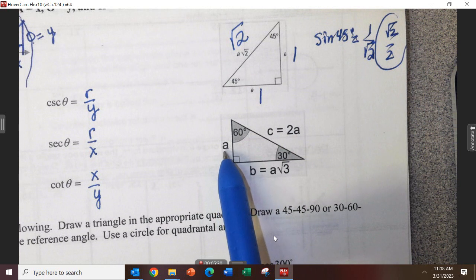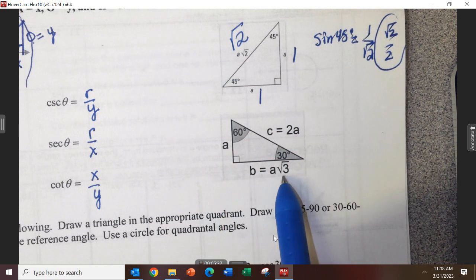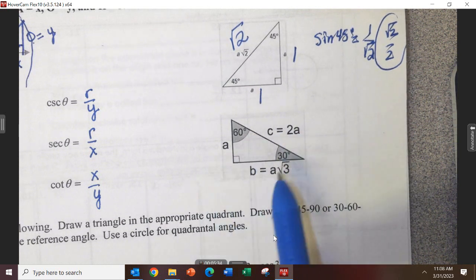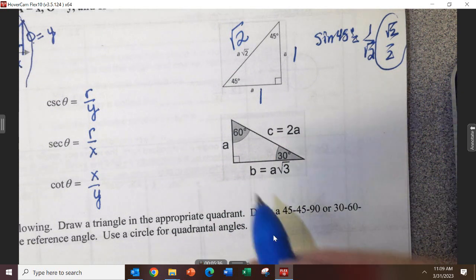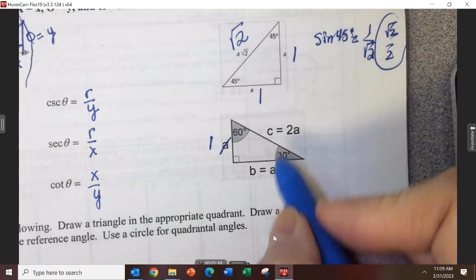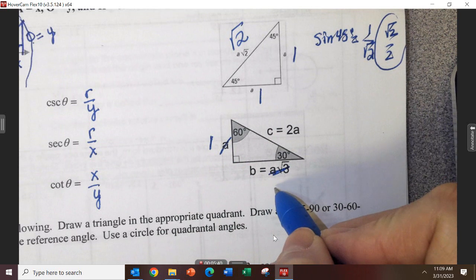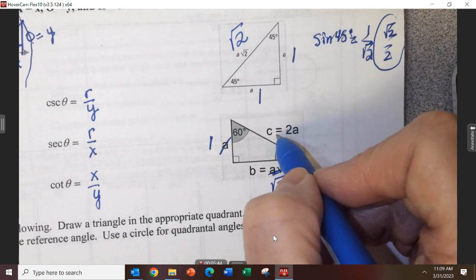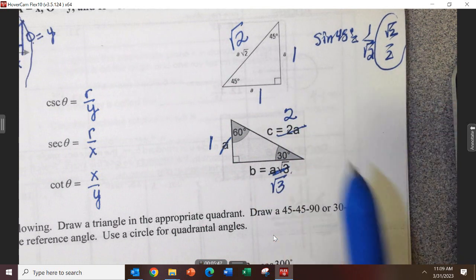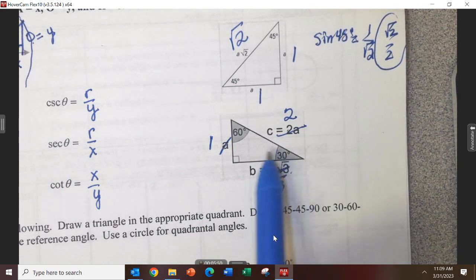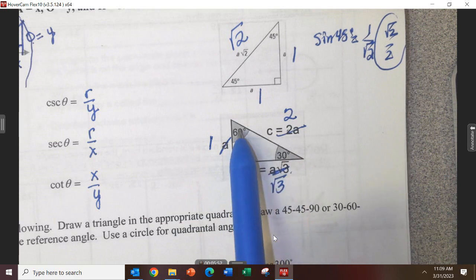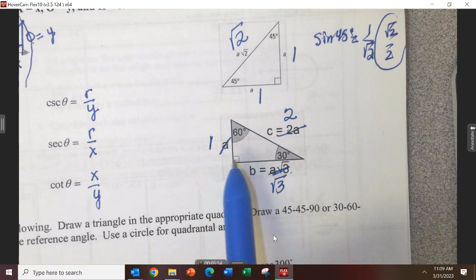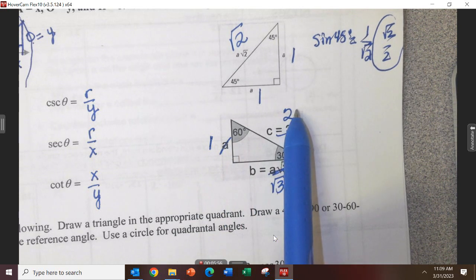All right. The other ratios we have to know are 30, 60, 90. The ratio always goes a, a radical 3, and 2a. I don't want to use a's. I want to use just 1. So if I let a be 1, then what's this going to be? Just radical 3, 1 radical 3. And what's this going to be? 2. So we have to know across from the 30 is 1, across from the 60 is radical 3, across from the 90 will be 2.